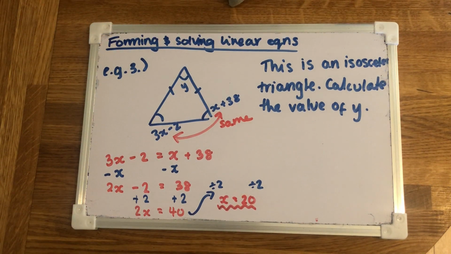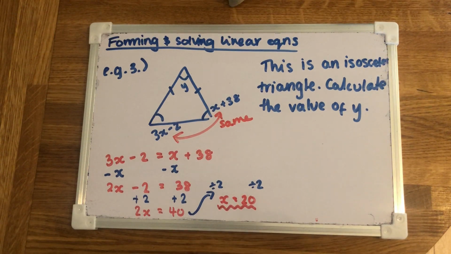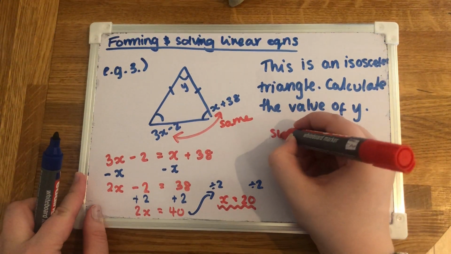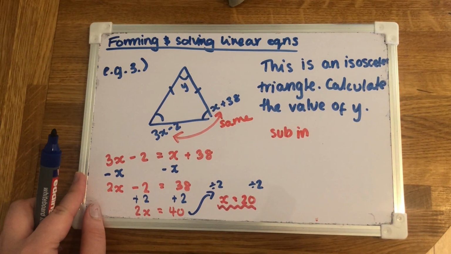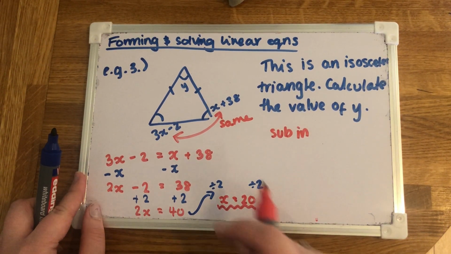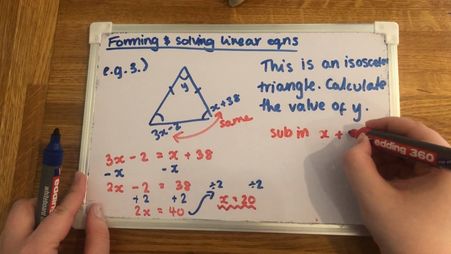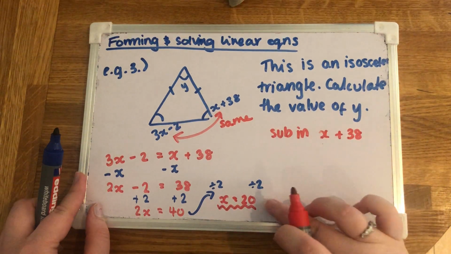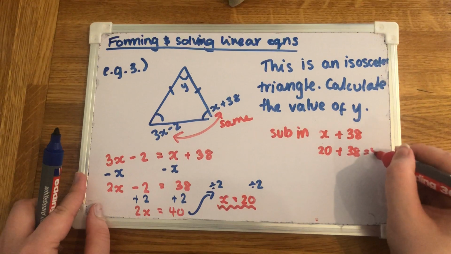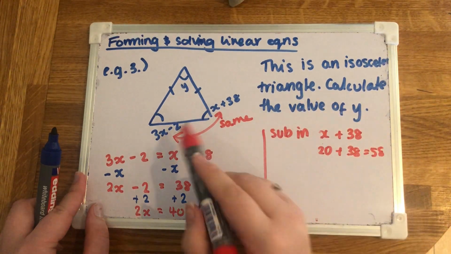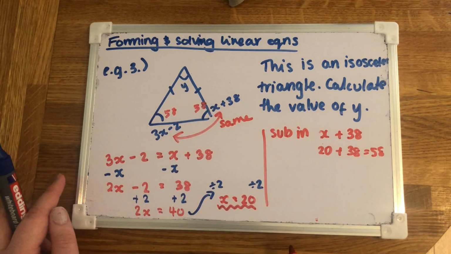Now, because we know that x is 20, we can now work out what one of these angles is, using substitution. Now you can sub them into both. I'm just going to pick one of them and then I'm going to double the answer because, as we've already said, these two must be the same number. So if we've got x plus 38, we know that x is 20, so 20 plus 38, which is 58. Okay, so this is 58 and this is 58.